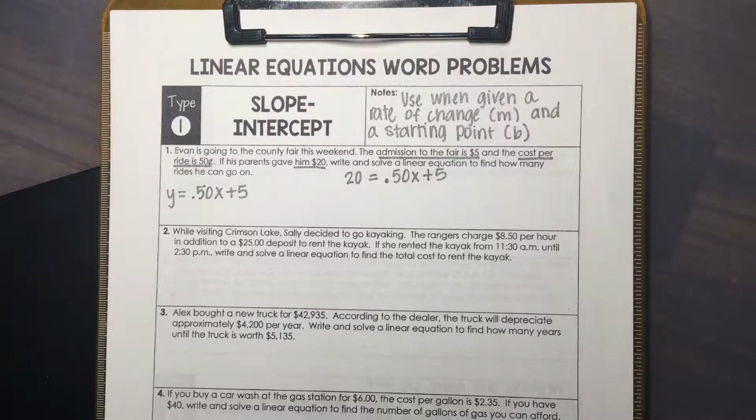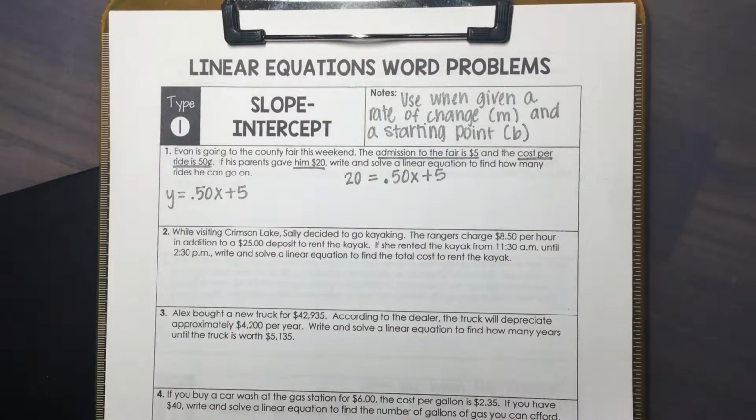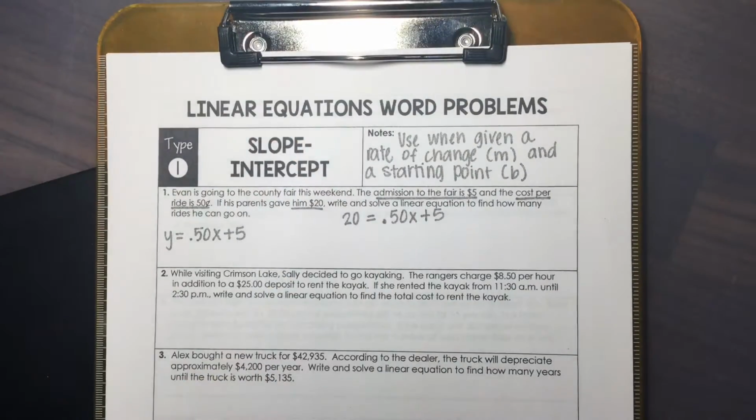Okie dokie. Here is our linear equations word problems worksheet. The first thing I want to get started off with is slope intercept. So we're going to get some keywords for slope intercept here.